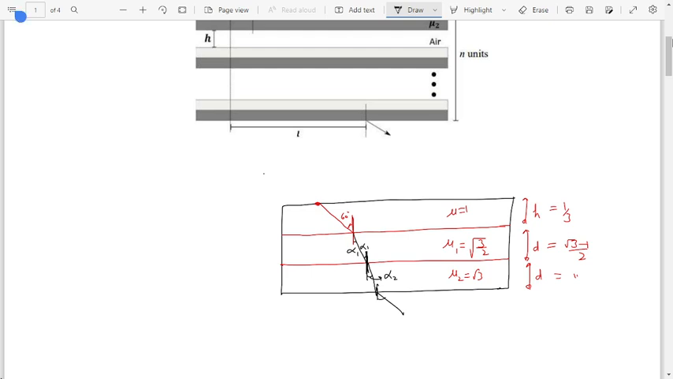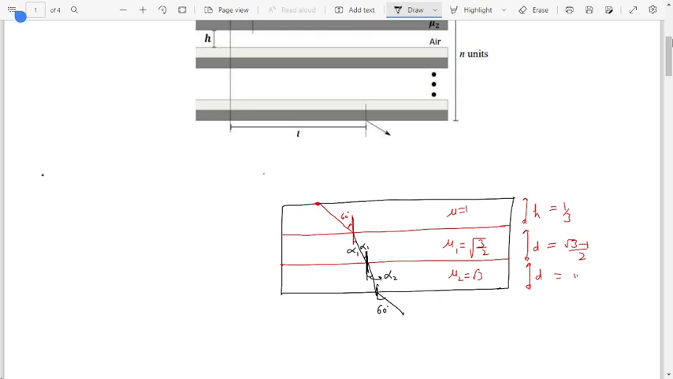So we have multiple such units. Unit 1 will keep on continuing in the same manner. So basically, in air, it will again enter at 60 degrees. This ray is going to enter again in the air at 60 degrees. Now, we can find the value of alpha 1 and alpha 2 simply by using Snell's law.